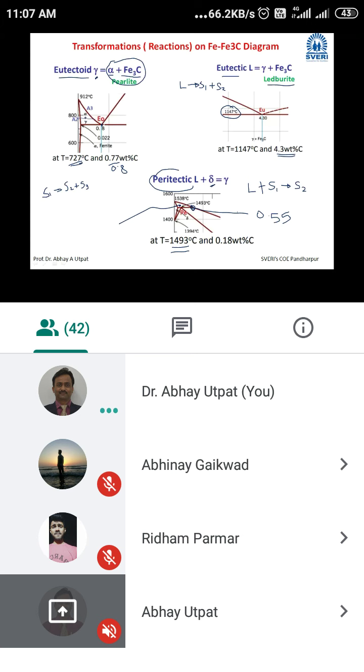Remember this. So I repeat: eutectoid reaction at 0.8, eutectic reaction at 4.3, and the peritectic reaction at this center percentage, which is 0.18% carbon. It will be asked separately for explanation for 3 or 4 marks. This is all about the diagram.